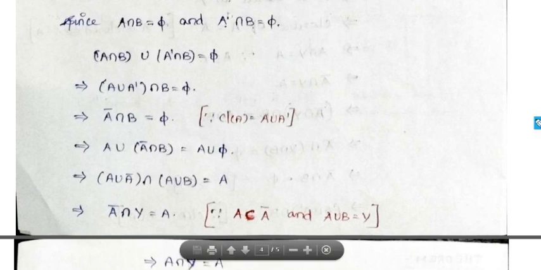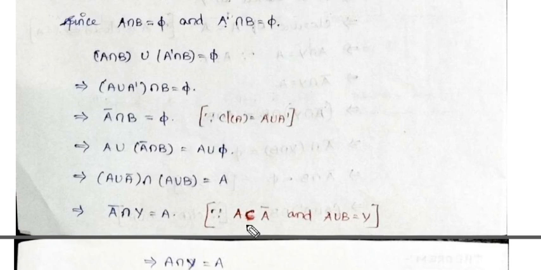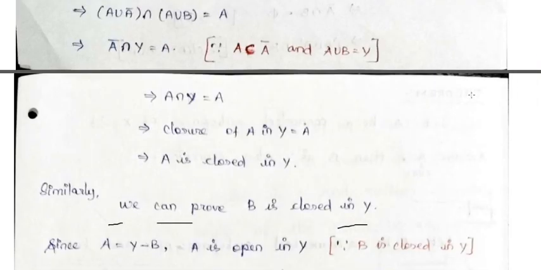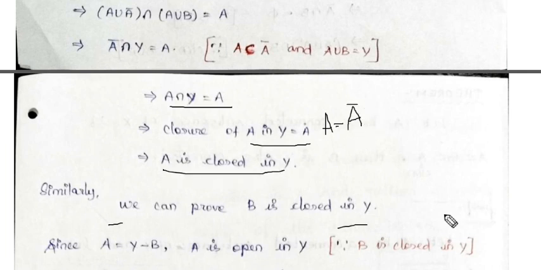Next we also use the distributive law. Finally we get A closure intersection Y equals A, because A is always a subset of its closure, and A union B equals Y, the hypothesis part. So we can write A intersection Y equals A. Then closure of A equals A. If closure of A equals A, it is an if and only if proof, so A is closed in Y.